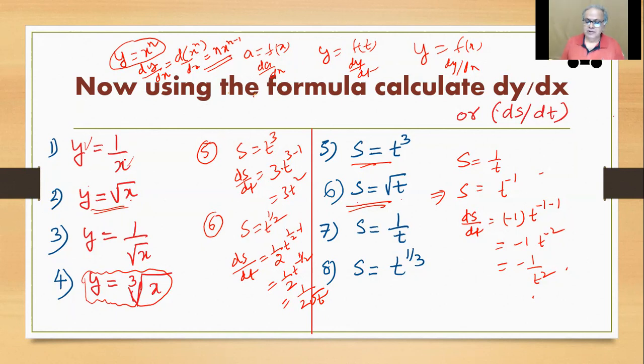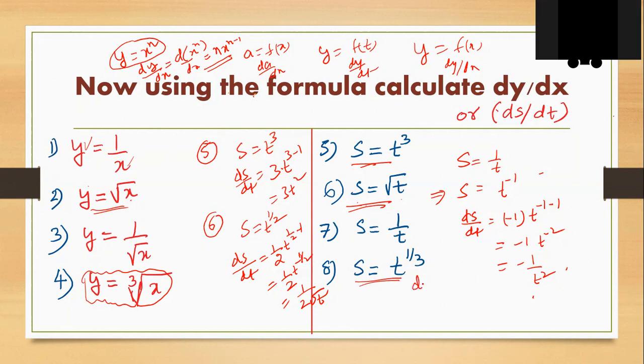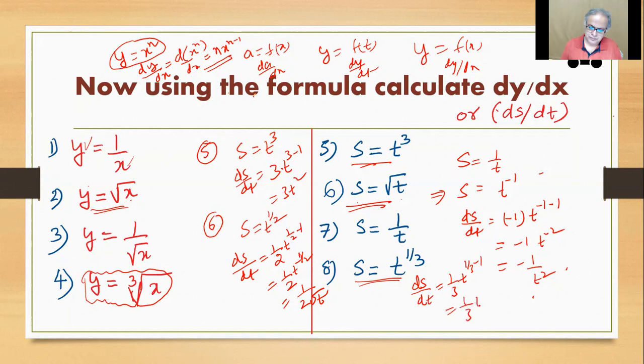Then after Shivacharan, somebody else. Sai Ganesh, for this, s is t to the power 1 by 3. Sahita, tell me. Okay, Sai, tell me. Sir, s is equal to t to the power 1 by 3, ds by dt equals 1 by 3 times t to the power 1 by 3 minus 1. That's all. T to the power minus 2 by 3.